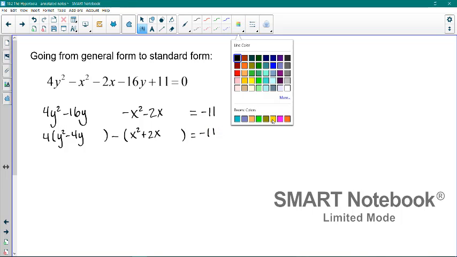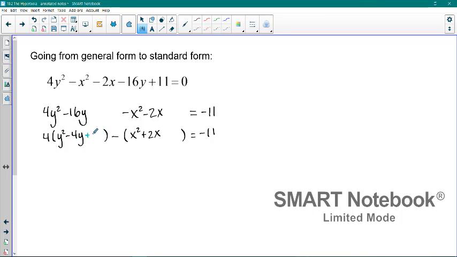All right, we will find a value to add here. Half of negative 4 is negative 2, squared is 4, and 4 times 4 is 16. I'm showing less steps since we've done this process many times at this point. Half of 2 is 1, so I'll add 1 in here, but I'm multiplying that by a negative, which means that's really a negative 1.